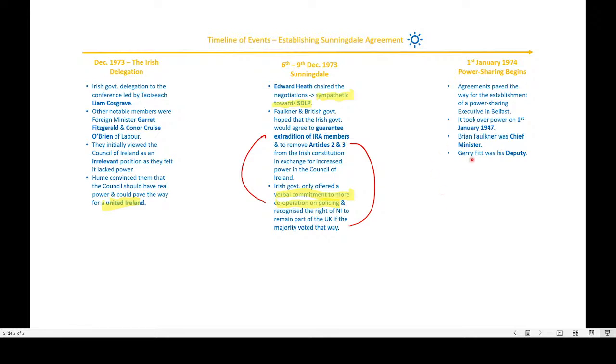Brian Faulkner was the chief minister. Gerry Fitt was his deputy. This power sharing executive was to be represented by members from both the unionist and nationalist communities.